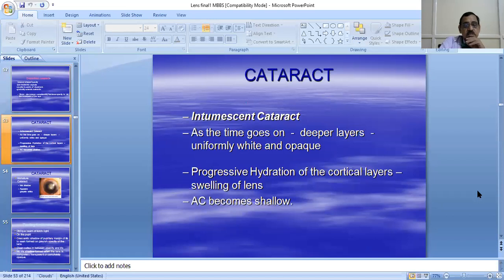Intumescent cataract: as time goes on, the deeper layers get opacified and become uniformly white and opaque. Progressive hydration of the cortical layers causes swelling of the lens fibers. This is an intumescent cataract, otherwise known as a waterlogged or swollen cataract, and this can give rise to phacomorphic glaucoma also. The AC becomes very shallow as the swollen lens pushes the iris forward.